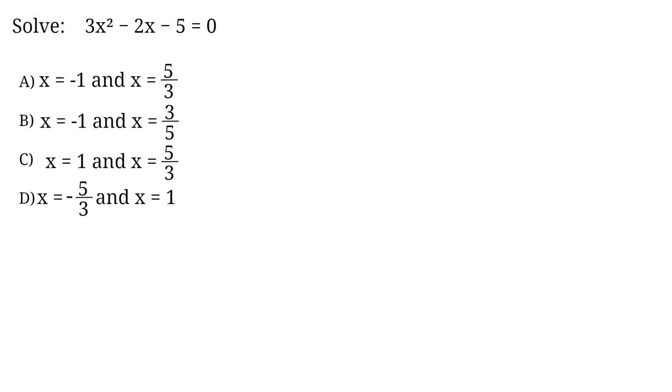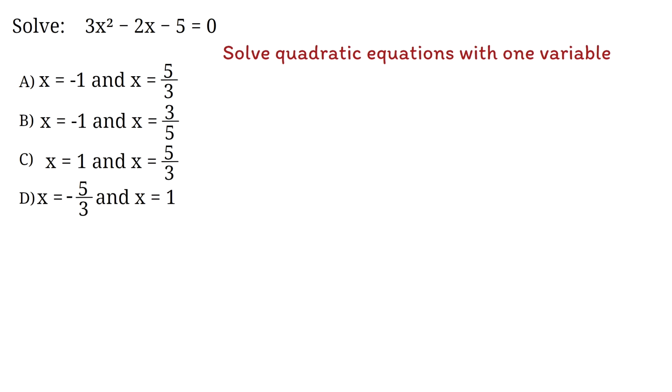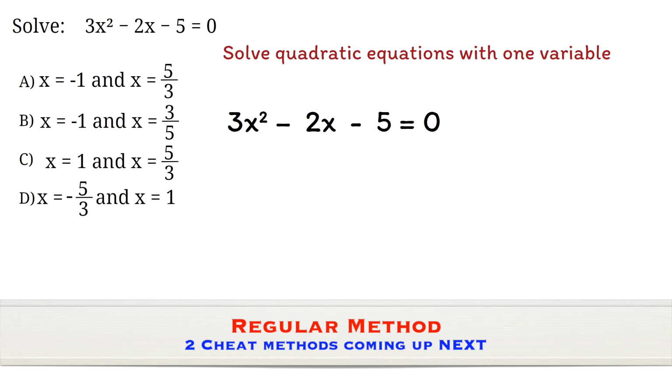Solve 3x squared minus 2x minus 5 equals 0. To pass the GED math test, you need to be familiar with how to solve quadratic equations with one variable. For this question, we want to have all the terms on one side of the equation, then set it equal to 0.